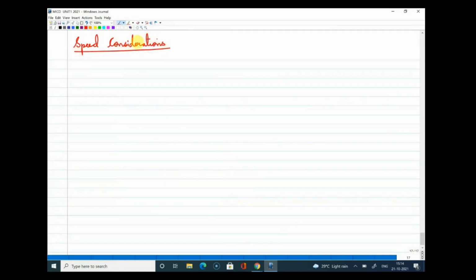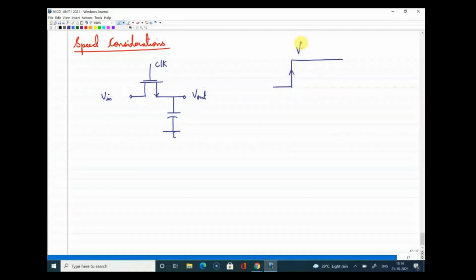For that, I'll take a sampling circuit, the basic circuit of an NMOS switch and a capacitor here. This is Vin and this is Vout, and here we are applying the clock. The clock voltage usually switches from 0 to VDD, so we'll also write the clock as VDD. Now say I have a clock edge here, and the clock goes from 0 to VDD.